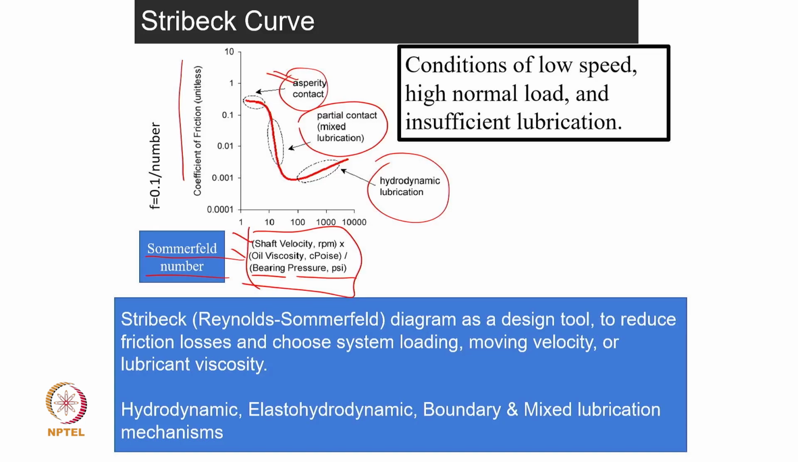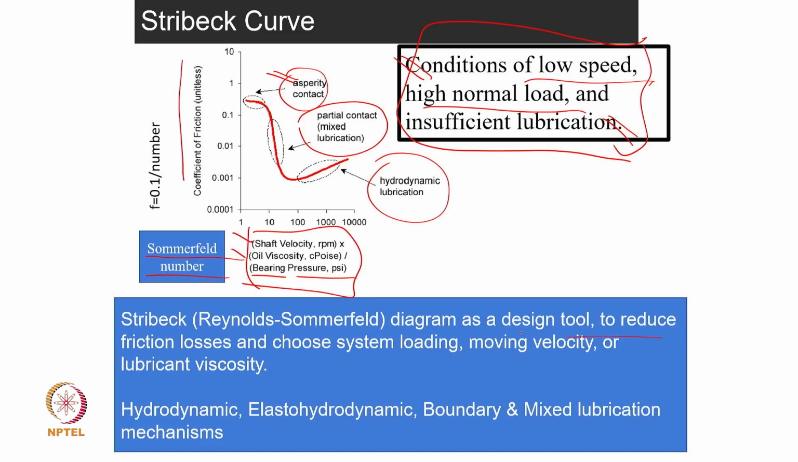This kind of action happens when there is low speed, high normal load and insufficient lubrication, and this is the trend in the future. We want to really increase the load without increasing the size. So, effective load is going to increase, effective stresses are going to increase, and if the operating speed is not sufficient, then naturally this will be under asperity contact or boundary lubrication.